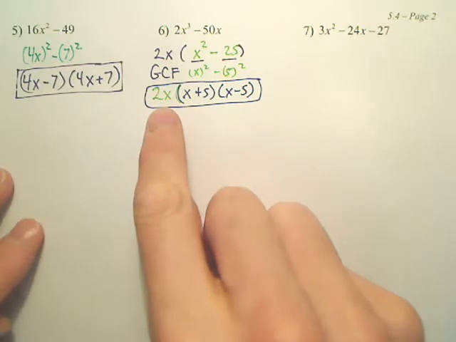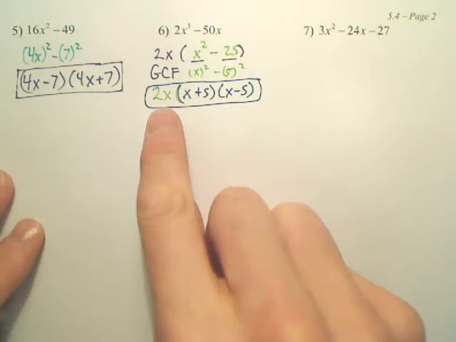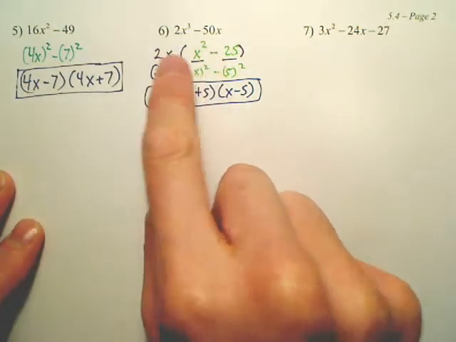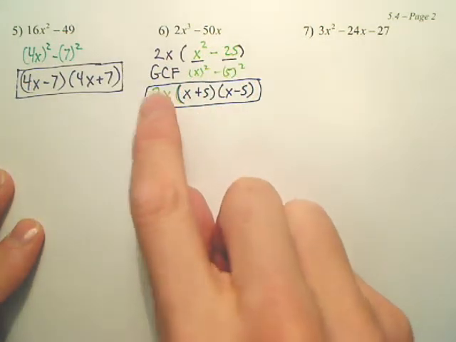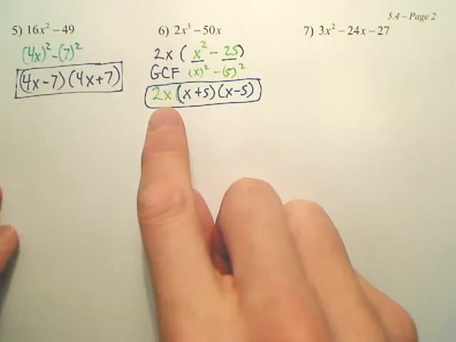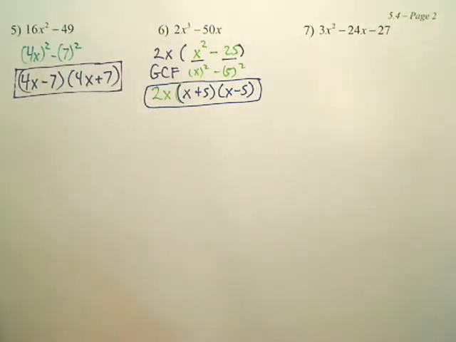Do you see this green 2x? People forget it all the time. What they'll do is they'll pull it out, and then they'll keep factoring this. They'll write their answer and forget the 2x. Don't forget it. The GCF gets lost a lot. It's just a common mistake by people.